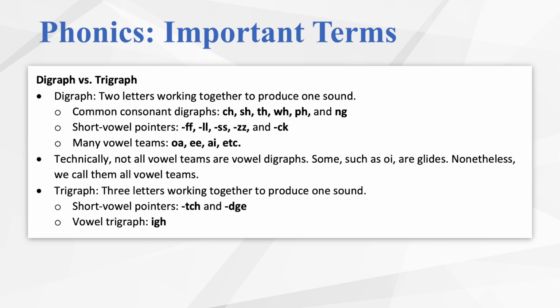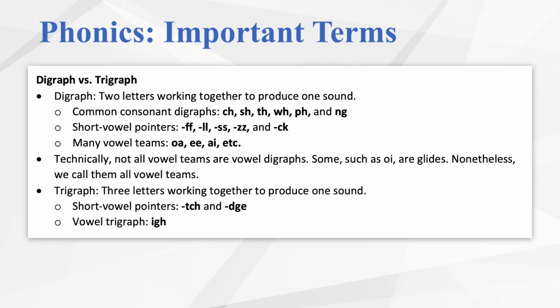There are also short vowel pointers, which we will talk about at length later in the training. So the combinations that you see here are, again, 2 letters working together to make one sound. And several vowel teams are digraphs. The 2 vowels are working together to make one sound.